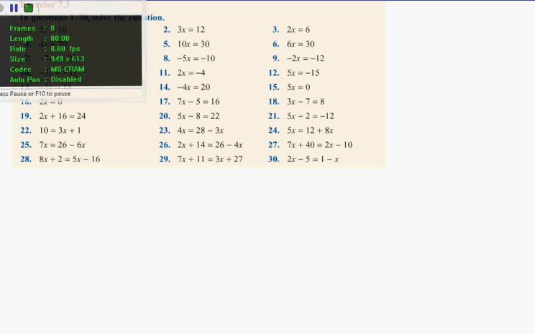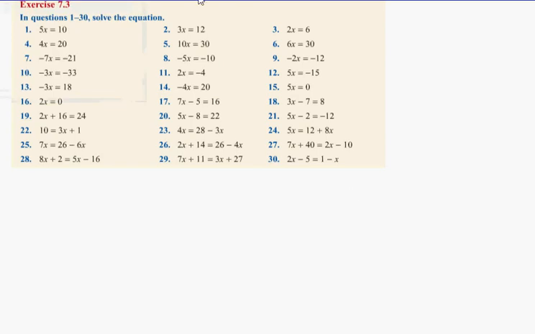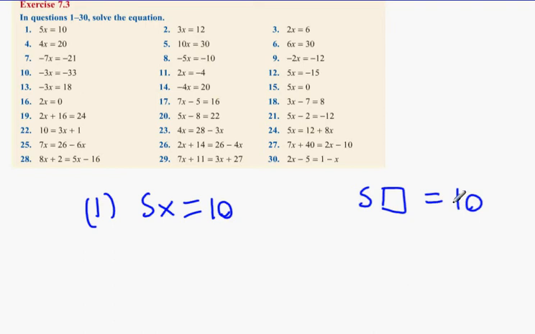What 5x equals 10 basically means is this. You had junior cert questions where you would say 5 times box equals 10. What's in the box? 2. X therefore is equal to 2. Now the way we do this is the following.